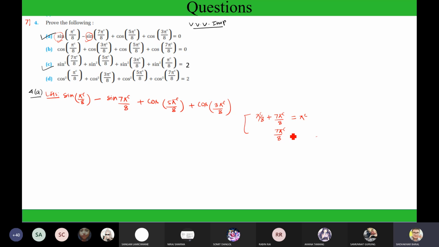Similarly, what we can change, instead of 7 pi by 8, I can change it as pi minus pi by 8. Angle change भयो, ratio त्यही नै रहन्छ किनभने 180 छ यो. 180 भनेको के हो, 180 degree. So similarly, I have another angle that is 5 pi by 8 plus 3 pi by 8. दुईटा जोड्यो भने के आउँछ, यहाँ पनि pi नै आउँछ. 5 pi by 8 is equals to pi radian minus 3 pi by 8.